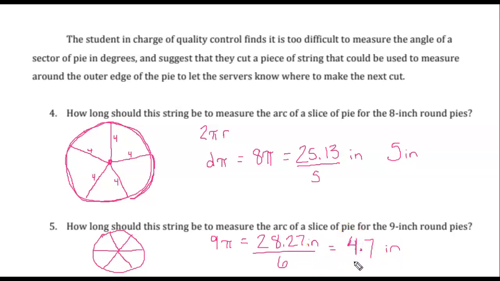So instead of having to take a protractor and try to measure that little angle at the front of a pie, which I would imagine would be a pretty messy process, now we know how long that string needs to be in order to do it.